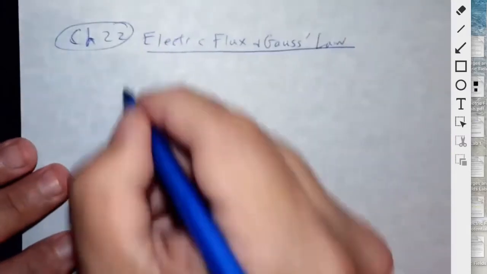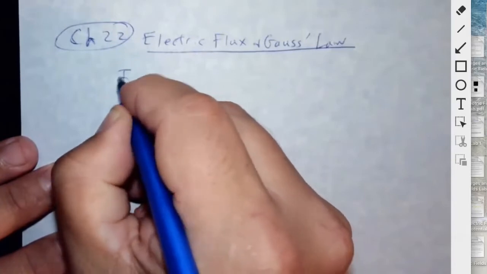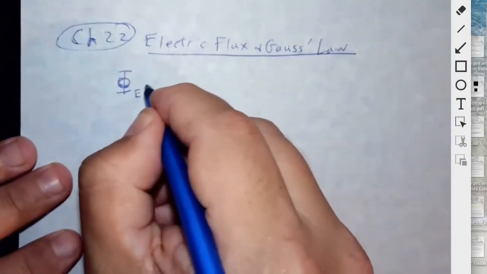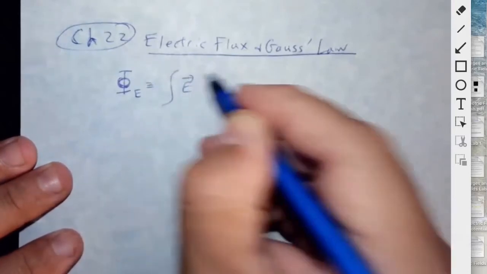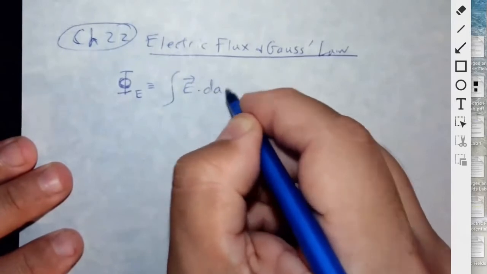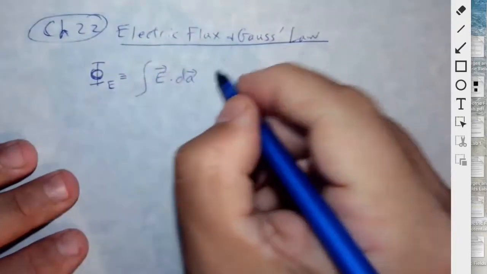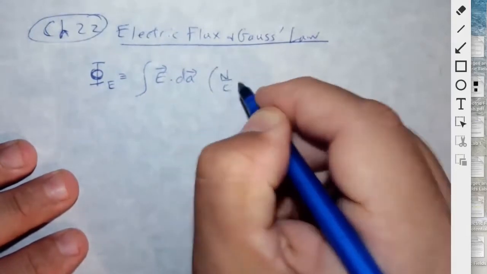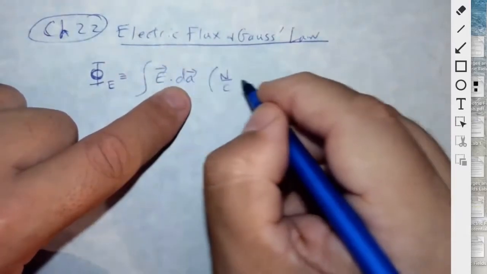So the definition of electric flux, this is symbol phi E, capital Greek letter phi. Phi E is defined as the integral of the electric field dotted into the cross-sectional surface area. And the units of that would be Newton per Coulomb, which is the units of electric field, times meter squared.